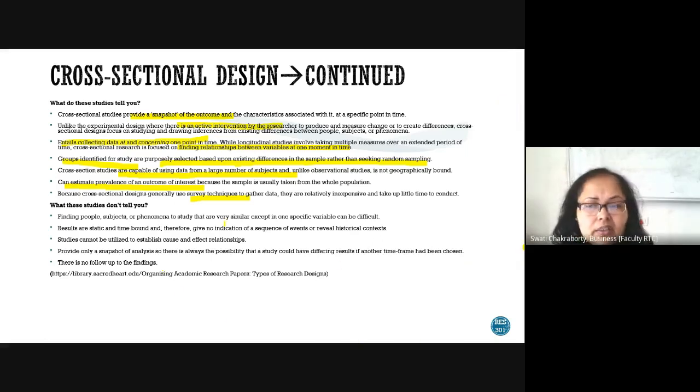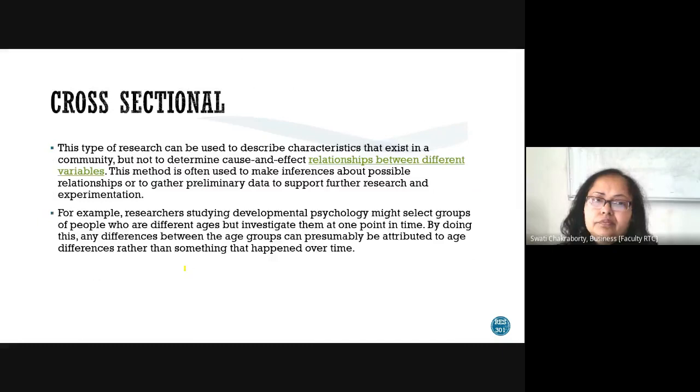Okay, right. So what these studies don't tell us: finding people, subjects, or phenomena to study which are very similar in one specific variable is very difficult to get. Results are static and time bound and do not give an indication of the sequence of events or reveal historical concepts. It cannot be utilized to establish cause and effect relationships. It provides only a snapshot of the analysis. So there is always the possibility that a study could have differing results if another time frame is chosen. And there is no follow-up to the findings.